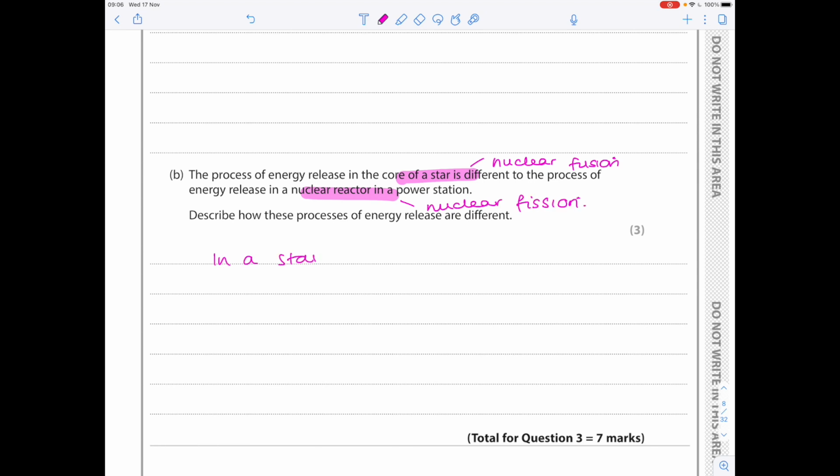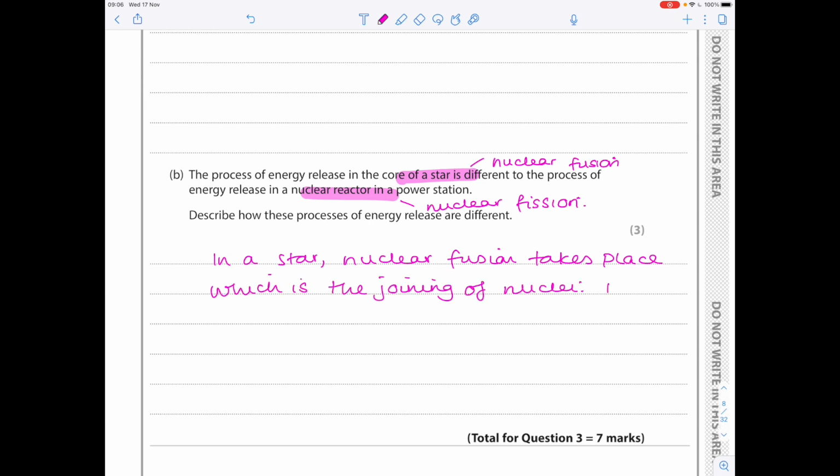So in a star, nuclear fusion takes place, which is the joining of nuclei. In a nuclear reactor, nuclear fission takes place.